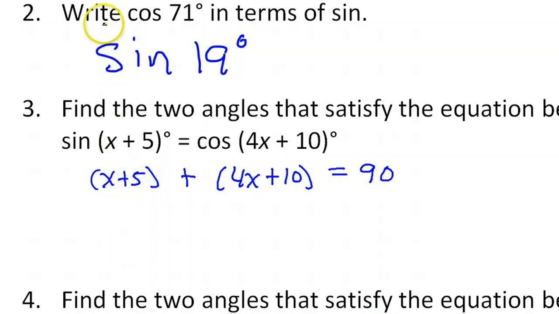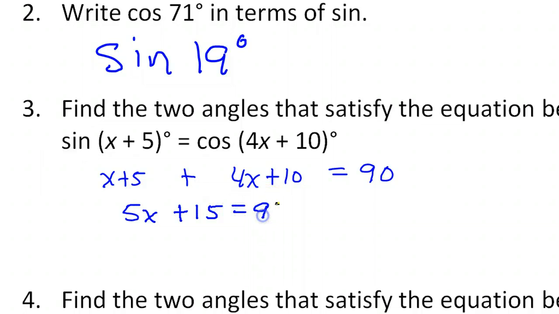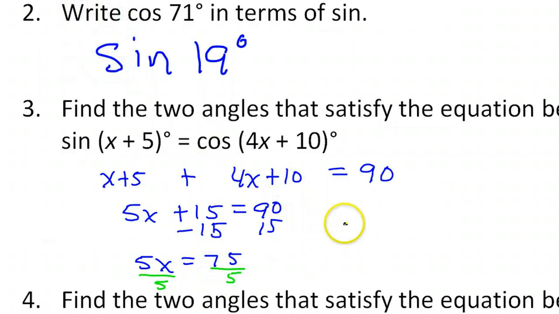So combining like terms, because these parentheses are just grouping symbols for us. We have x plus 4x, that is 5x, and 5 plus 10 is 15, is equal to 90. Subtracting 15 from both sides, that's going to give us 5x is equal to 75. So of course then I would divide by 5 on both sides, and that gives me x is equal to 15.